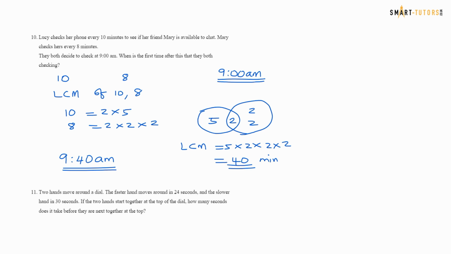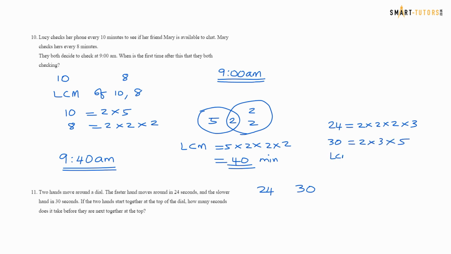Question number 11. Two hands move around a dial. The faster hand moves around in 24 seconds and the slower hand in 30 seconds. If the two hands start together at the top of the dial, how many seconds does it take before they are next together at the top? So 24 is 2 times 2 times 2 times 3, and 30 is 2 times 3 times 5.